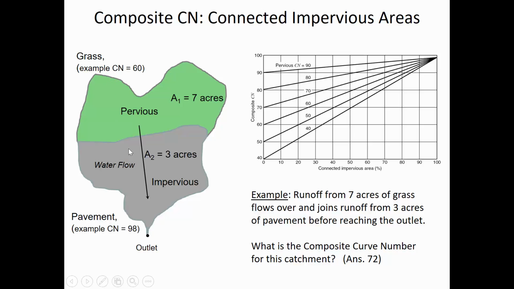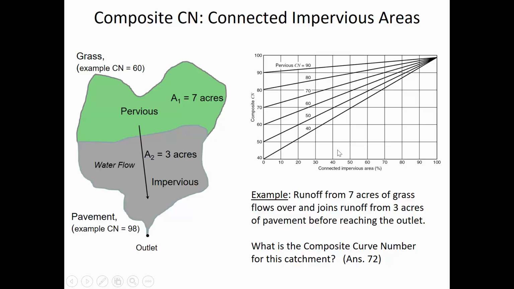and some of the water that's not infiltrating is going to be flowing over the concrete surface. So this nomograph allows you to calculate the composite curve number by looking at the water flowing from the pervious area going over an impervious area. And so the way it works, since the overall area is 10 acres, then that means that 30% of it is impervious. So we could go here to the 30%, and then the grass itself has a curve number of 60. So if we went up from the 30% line and intercept to the 60, and then to the left, then the overall composite curve number for the entire watershed would be about 72.